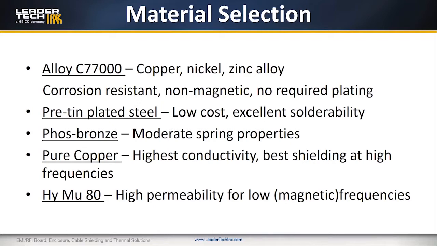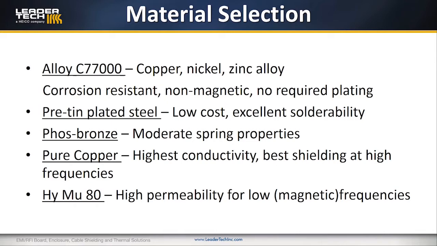The next material is pre-tin plated steel. So pre-tin plated steel is our standard type of material. It's cheap, it's easy to manufacture, it has excellent solderability. The trade-off is it doesn't have good corrosion resistance.